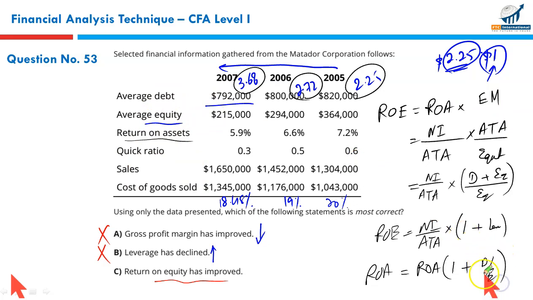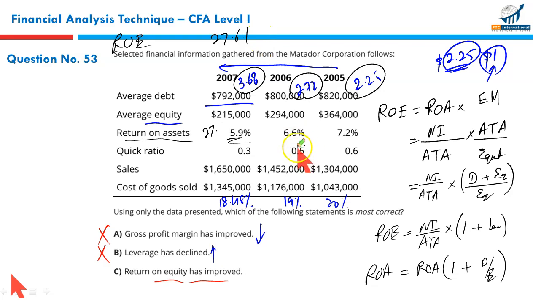What you will do is simply add 1 to it, 1 plus 3.68, and multiply this with your return on assets that are already given, 5.9. So that gives you 27.61. Return on equity, a new column, return on equity for 2007 was 27.61.